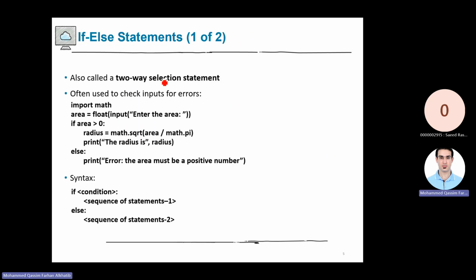Now, let's see the syntax of the if statement. The syntax is the way the if statement is written. It is called a two-way statement. A two-way statement is basically you have a certain condition. Let me describe it.